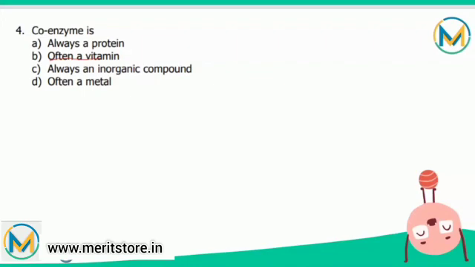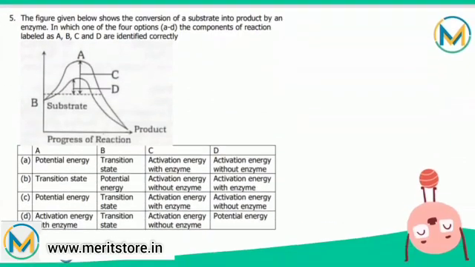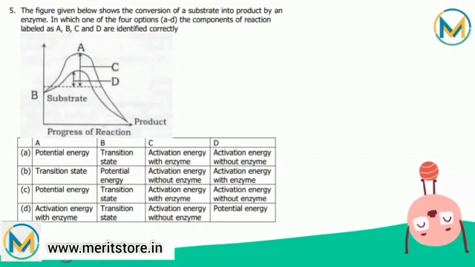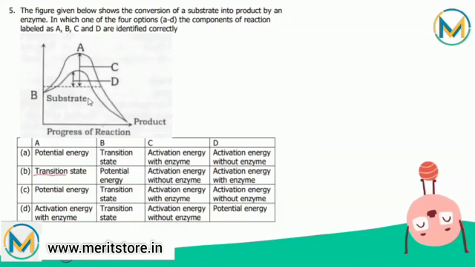Okay, looking towards the next question, the figure given below shows the conversion of substrate into product by an enzyme. In which of the four options the components of the reaction labeled as A, B, C and D are identified correctly? Now here the A part is the transition state. So it's there in option B. Then B is the potential energy, C activation energy without enzyme, and D activation energy with enzyme.